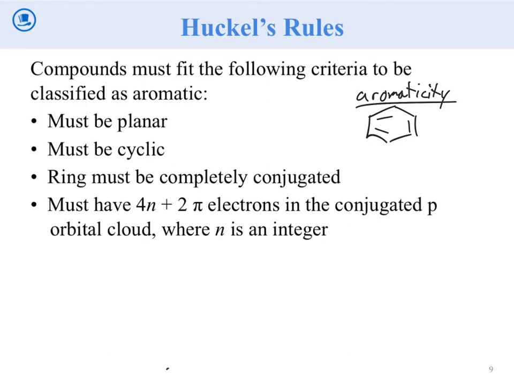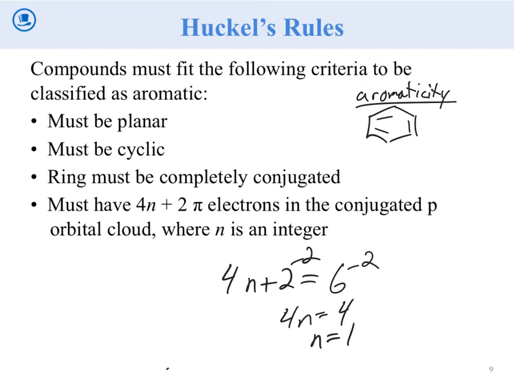So what that means is, if you had 4n plus 2, a little bit of math. So 4n plus 2 equals the number of electrons in the system. So how many electrons are in this system? Well, there's 2, 4, 6. So if we set this equal to 6, a little bit of algebra here, and then n is a whole integer. That means this is aromatic. That's one way to look at this.